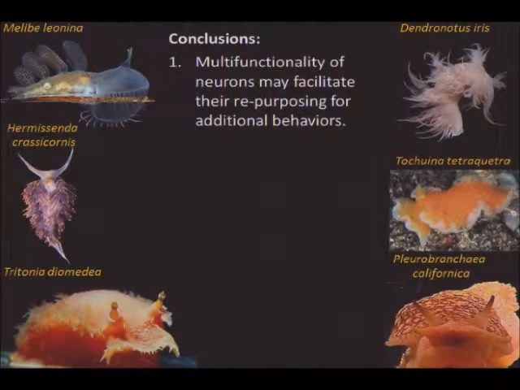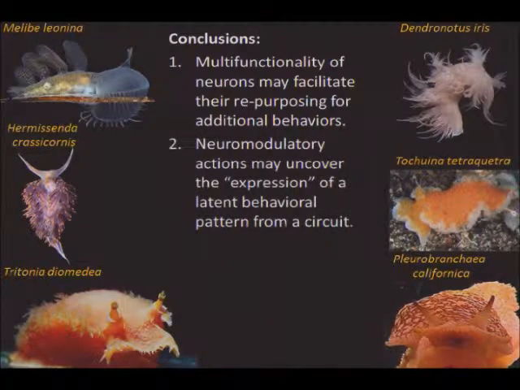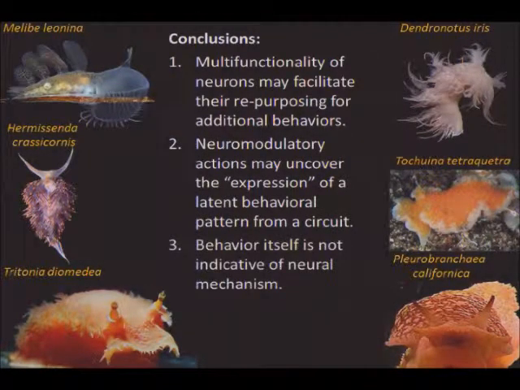So, multifunctionality of neurons may facilitate their repurposing in additional behaviors. If you already have neurons that do different functions, it may be easier to change the function of a neuron rather than having to switch a neuron from one function to another. Neuromodulatory actions may uncover the expression of a latent behavior, and the behavior itself is not indicative of neural mechanism.